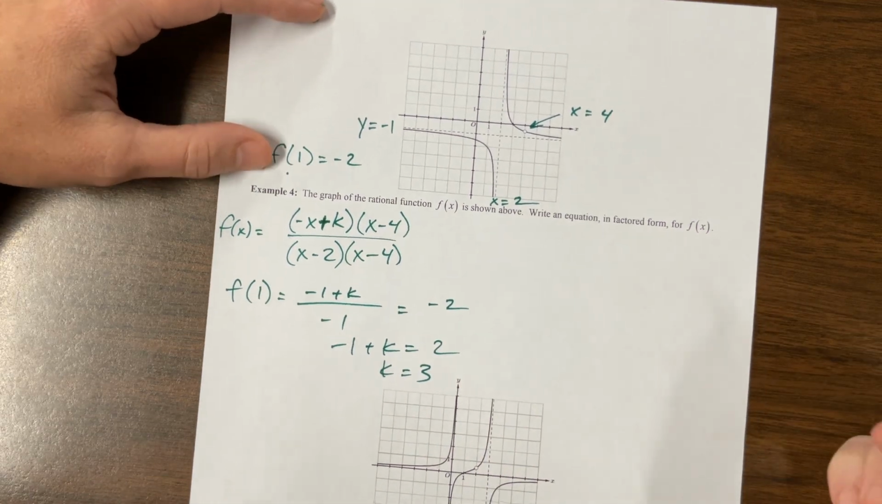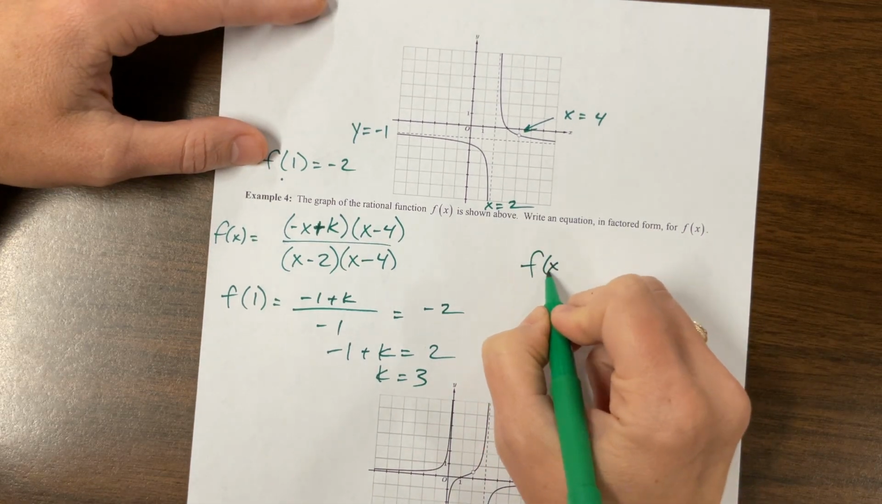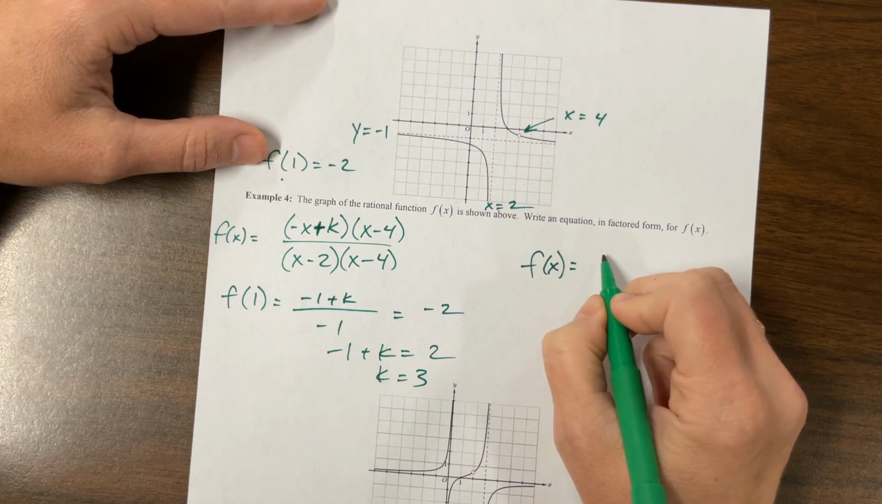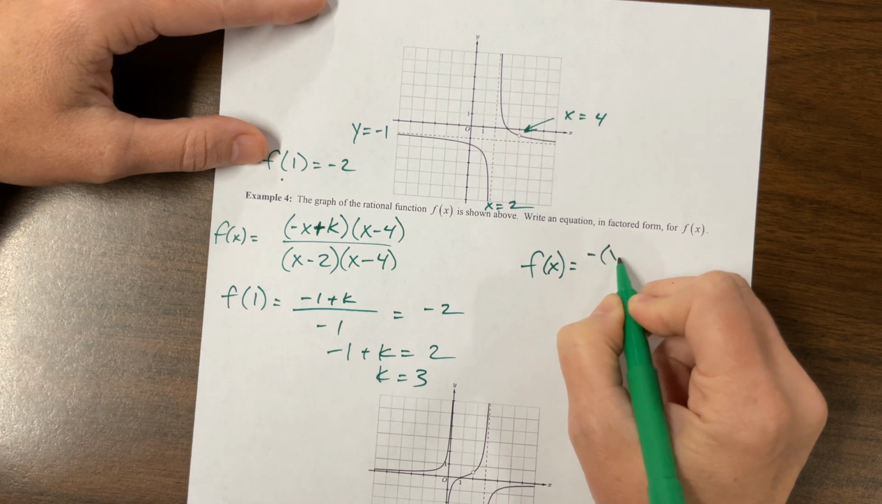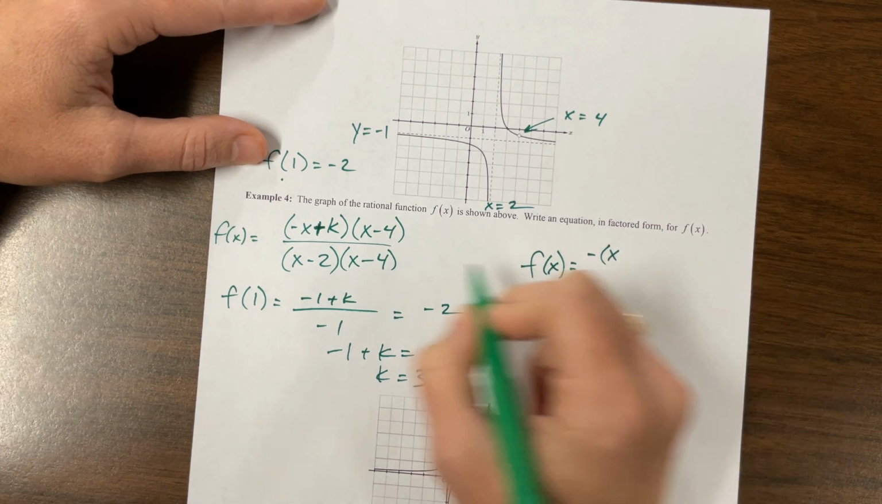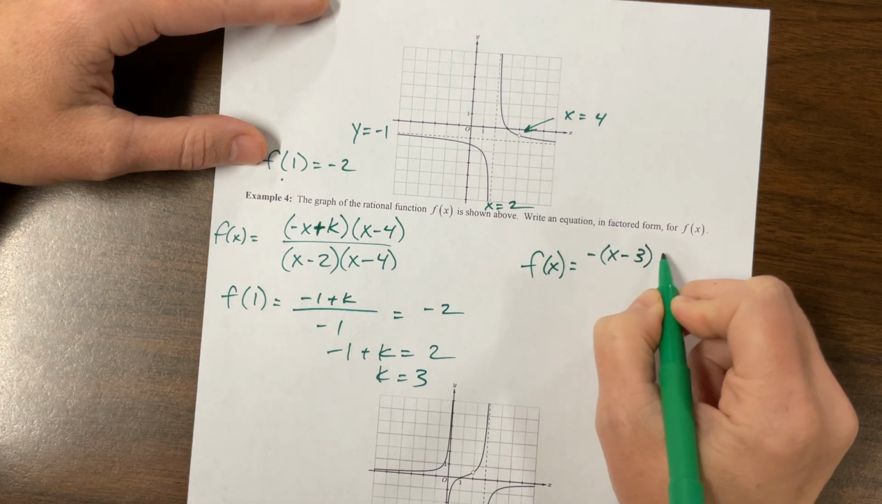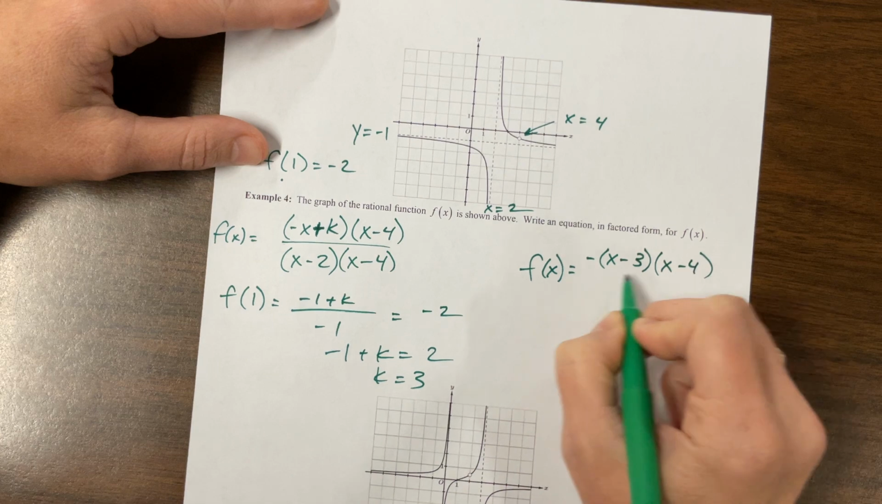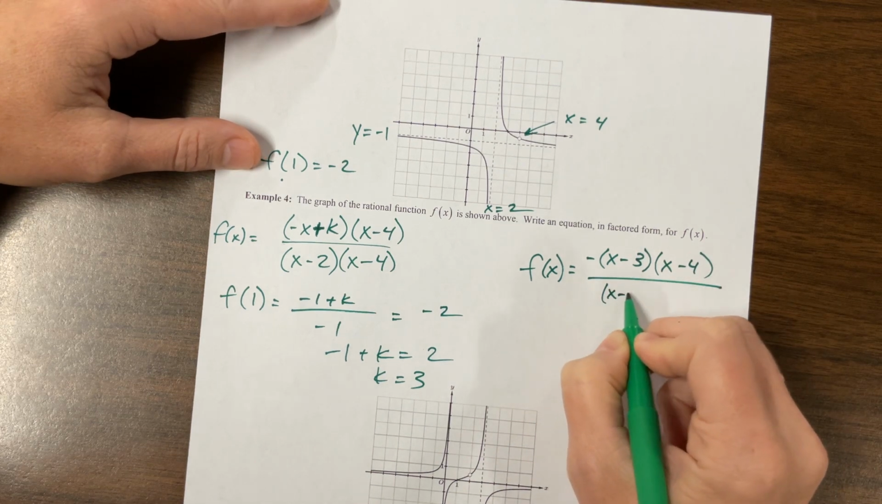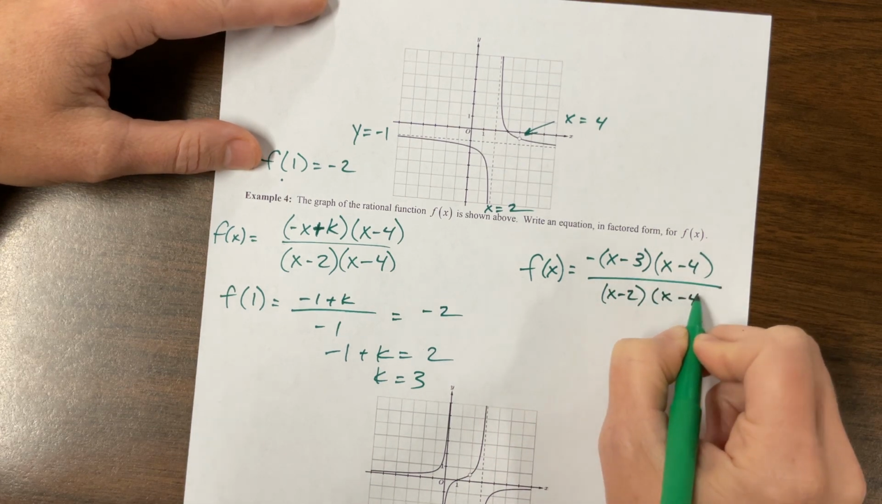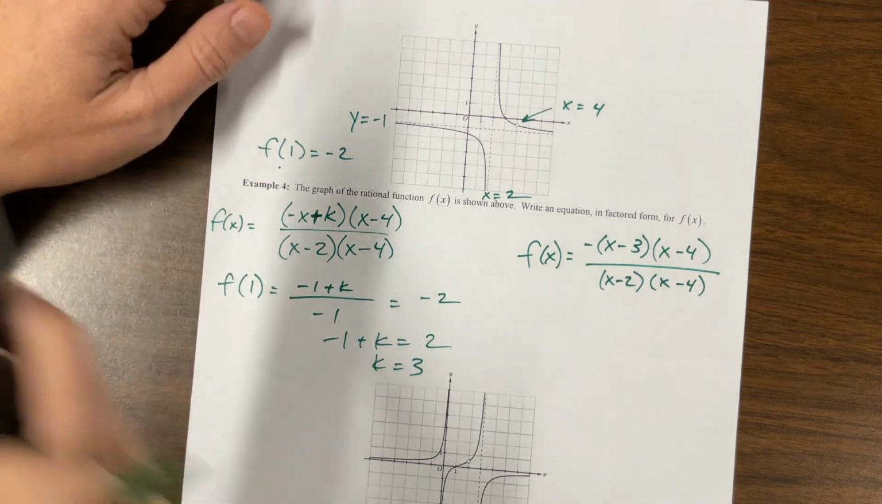So what I'm saying here is that my function f of x would equal, well, a negative, and we could factor it out, negative, because usually you wouldn't write a -x like that. So that means that it's now a -3, x minus 4 over x minus 2 times x minus 4. Let's use my calculator to help me check.